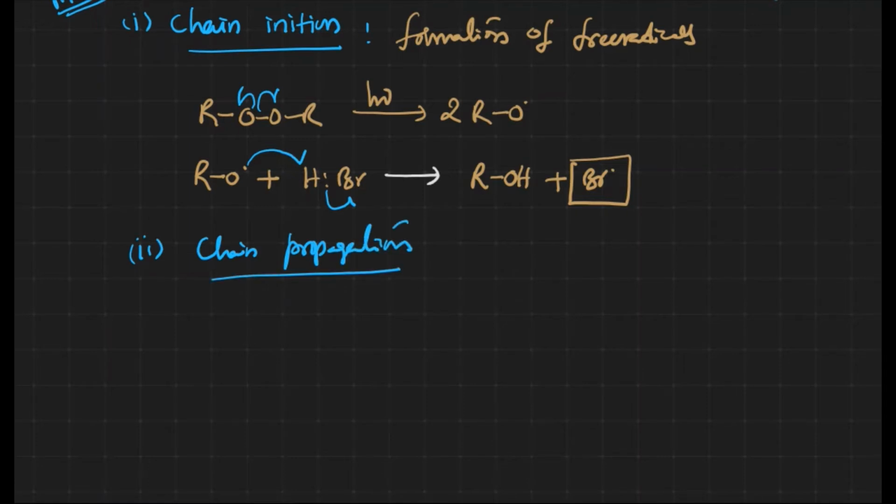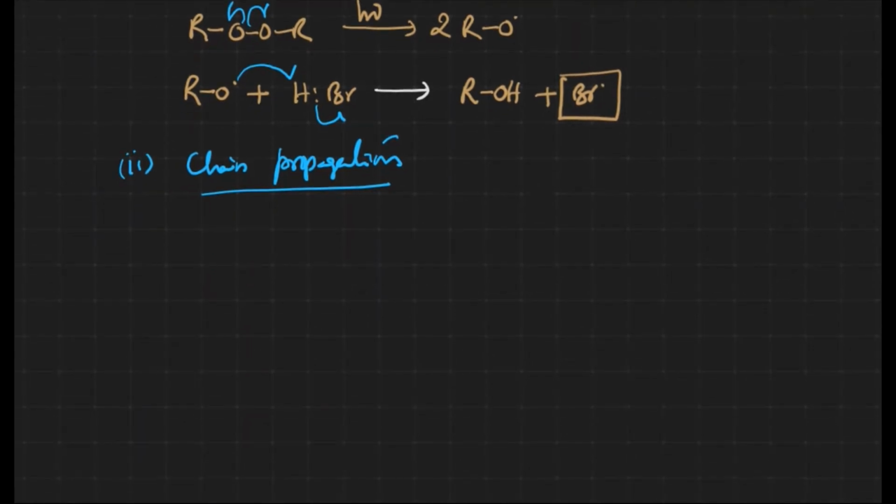It propagates, means addition of bromine takes place and generation of another free radical takes place. Okay, it's a propagation reaction. Let me write it over here. CH3 CH double bond CH2 with what? Br radical, right? Br radical.